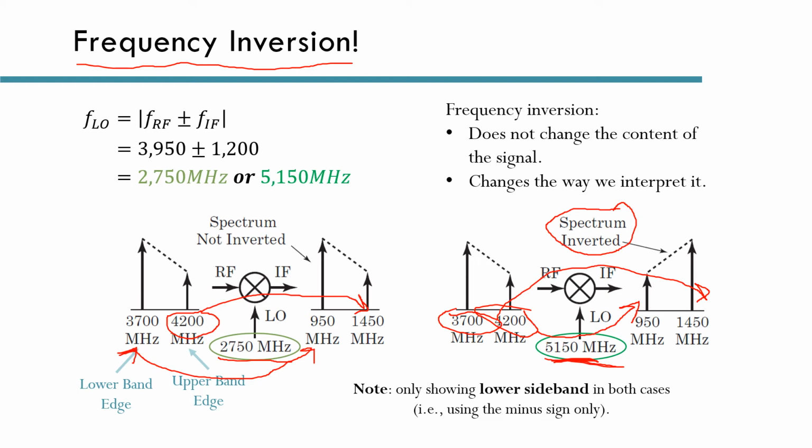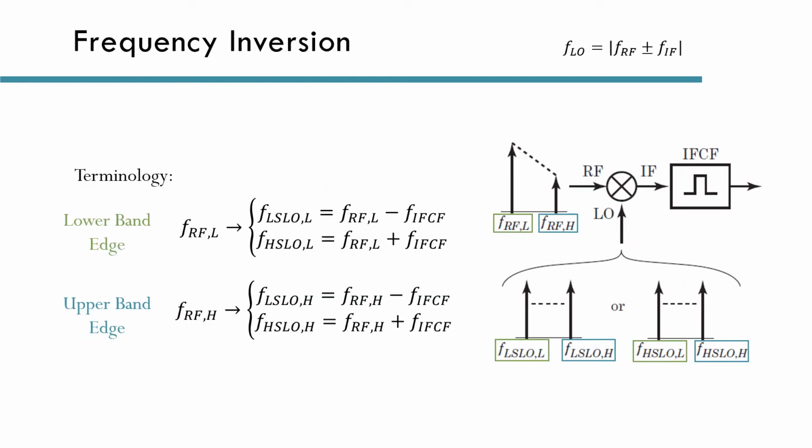So is this a problem we have to worry about? Well, although frequency inversion does not change the information content of the signal, it changes how we interpret the signal in the demodulation stage later. So, although frequency inversion is not problematic, we need to know when it occurs to be able to interpret the signal properly. What we will do now is try to formalize frequency inversion, but in order to do that, we will need to introduce some terminology.